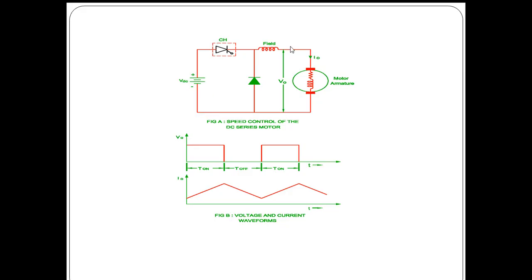So until the chopper is on, the current will be flowing in this path from VDC, chopper, and the series field winding, armature winding of the DC motor, and it is again coming back to supply negative. So in this way, the current will be flowing. During this portion, we are getting output voltage like this. Whenever the thyristor is on, we are getting the output voltage, and the current which is flowing in the circuit will be gradually increased.